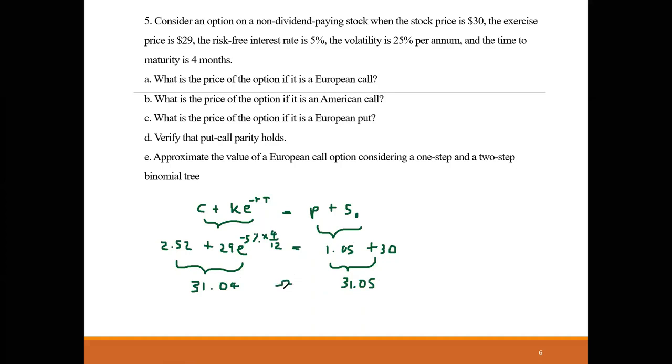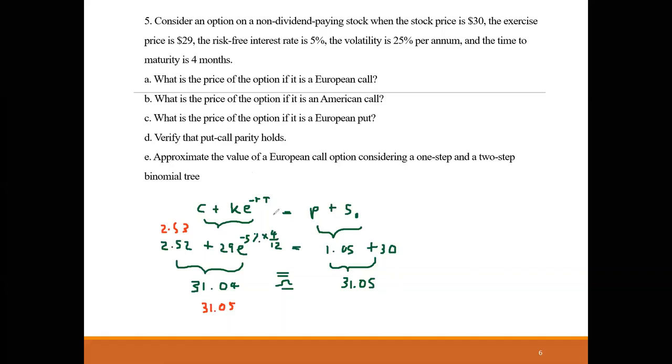Otherwise, this has to be equal, right? If you took the exact value that we got using Excel, we got 2.53. So if it was 2.53, this would have been exactly 31.05. So the slight difference is due to rounding off errors. Otherwise, the put-call parity holds. So that should be your answer.